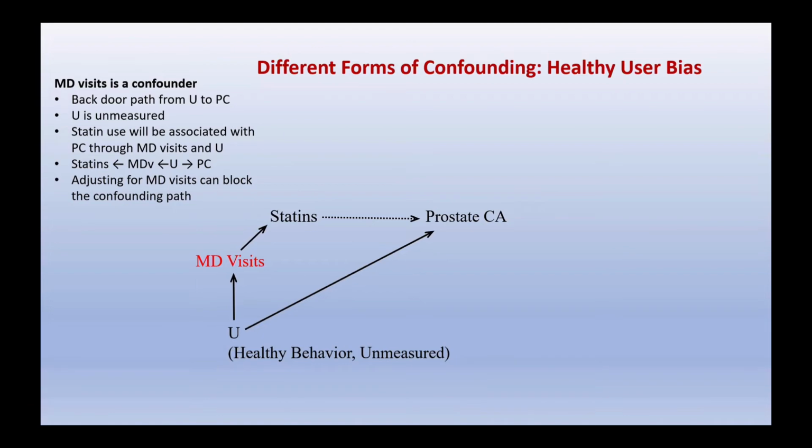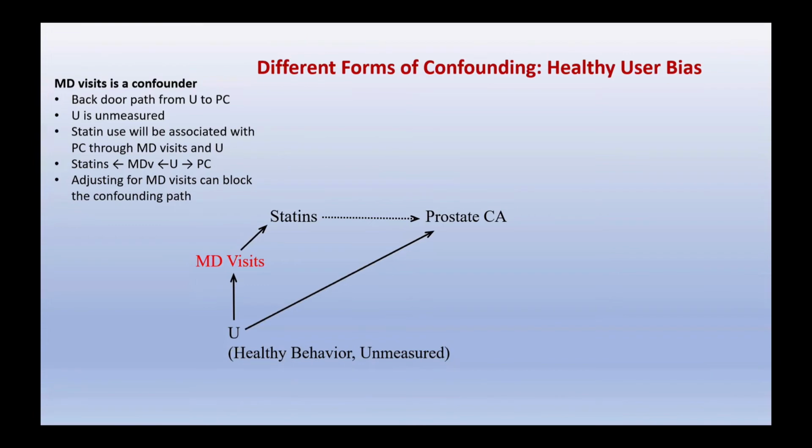So if we draw the causal diagram for this sort of bias, you have U, which is an unmeasured confounder, because we know healthy behavior is associated with prostate cancer and also statin use, but also physician visits. So we know that healthier people, more health conscious, are more likely to visit their physicians. And they're more likely, once they're in the office, to get a statin prescription.